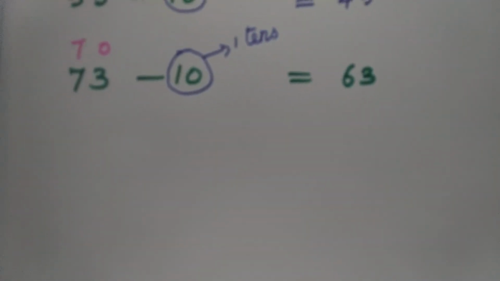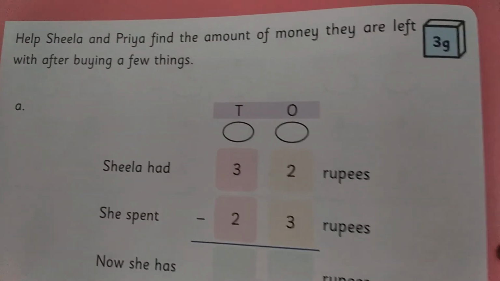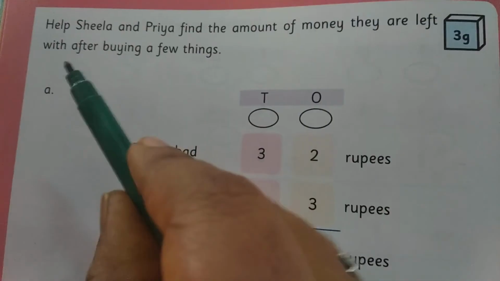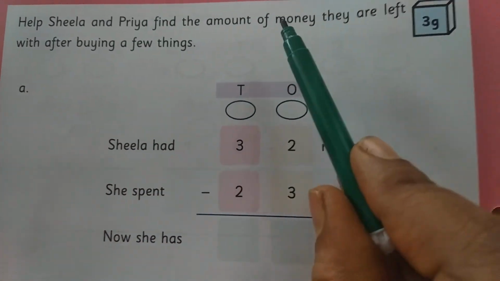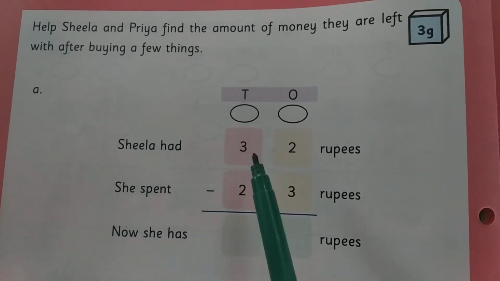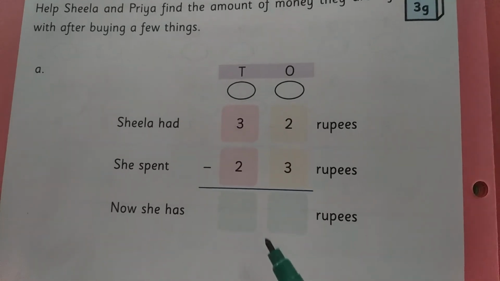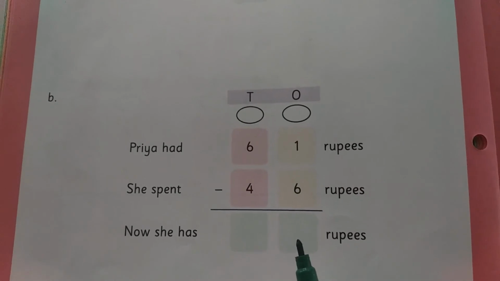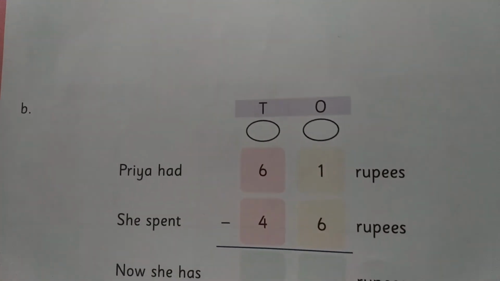Yes, understood, children? Take companion book, page number 20. See 3G. This is the home fun for you. This is a word problem. Help Sheila and Priya find the amount of money they are left with after buying a few things. So Sheila, they have given this much rupees, she spent how much? So you want to do the subtraction. And see the second sum also they have given and you want to do the same. So here minus symbol, you want to do the subtraction. Complete this home fun and upload in the Chrysalis home app.